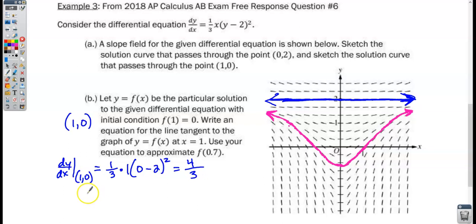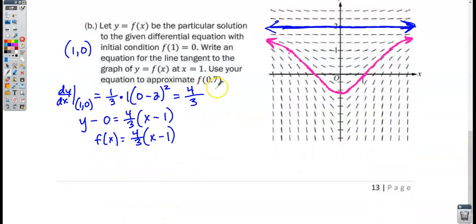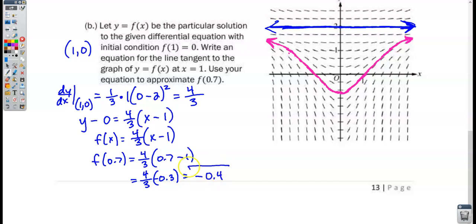So our tangent line is going to be y minus 0 equals 4/3 times the quantity x minus 1, or just f of x equals 4/3 times the quantity x minus 1. And now to use this to approximate f of 0.7, we're just going to go ahead and substitute 0.7 in here for x. And both of these questions were non-calculator questions, so these are the challenging calculations that I would have to do in my non-calculator section. But there we go, we get that the approximation is -0.4.